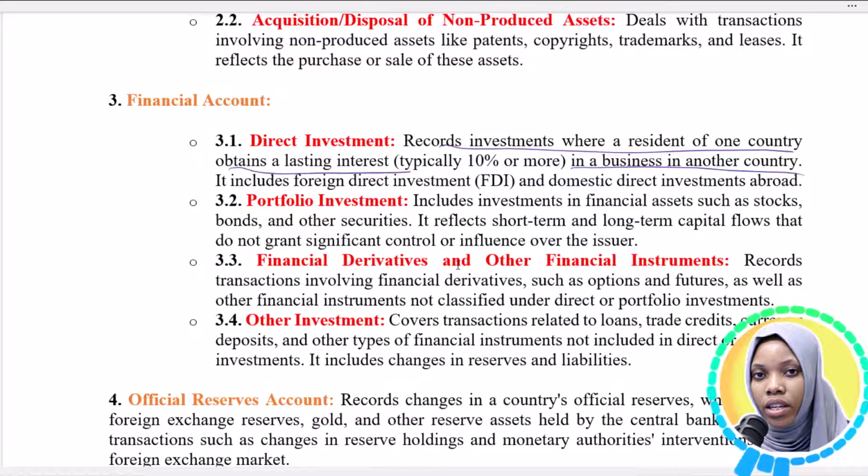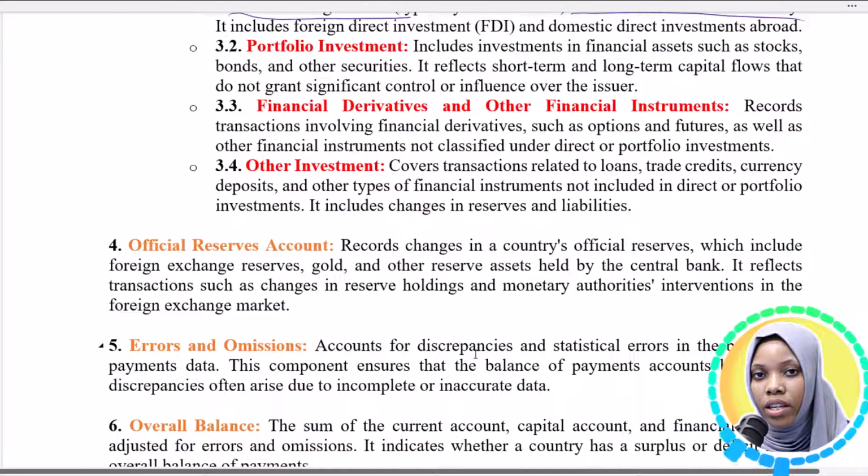Another factor under the financial account is financial derivatives. This records transactions involving financial derivatives such as options and futures, as well as financial instruments not classified under direct or portfolio investments. And then there are other investments under the financial account, which cover transactions related to loans, trade credits, currency deposits, and other types of financial instruments not included in direct or portfolio investments.